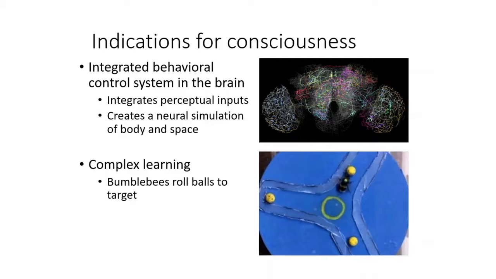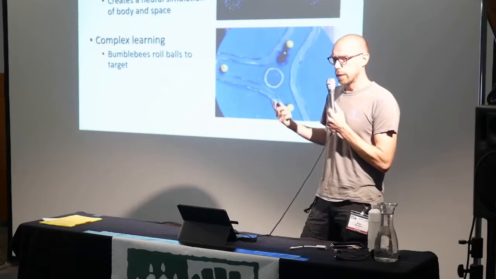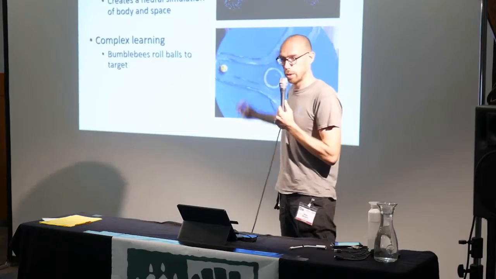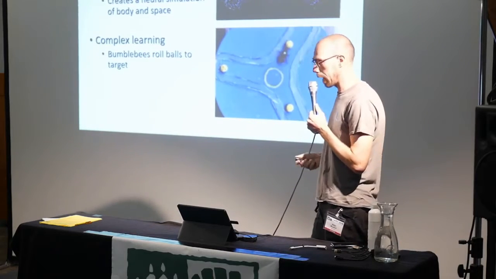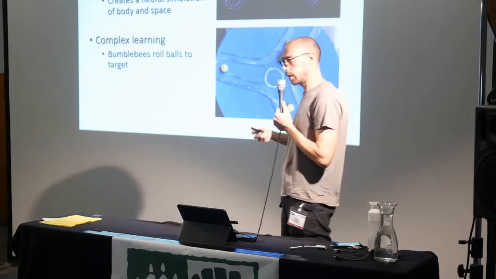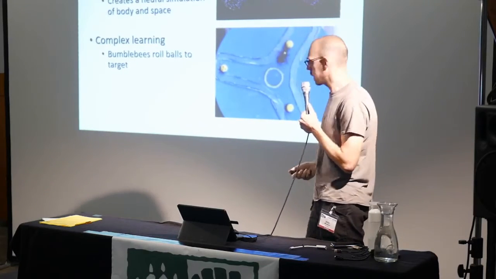Also, complex learning systems, a nice experiment with bumblebees. They can learn to roll balls to a target. In the middle there's a target, and then they get a droplet of sweet sugar water. These bumblebees can easily learn this task, to roll the ball into the target. You can look, it's in the video on YouTube, how they learn it. When the balls have another color, they again know how to do it.